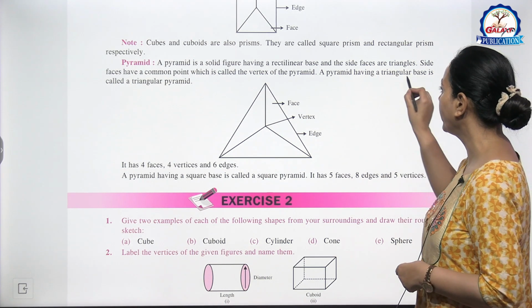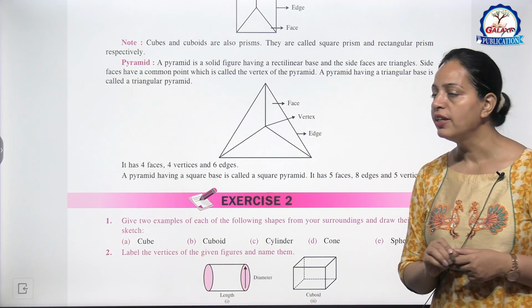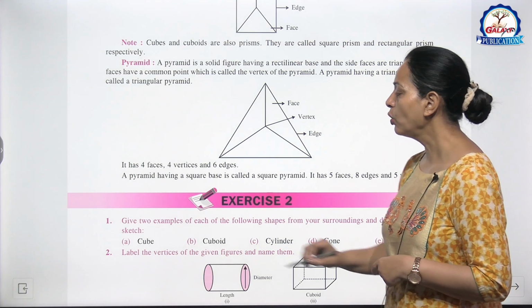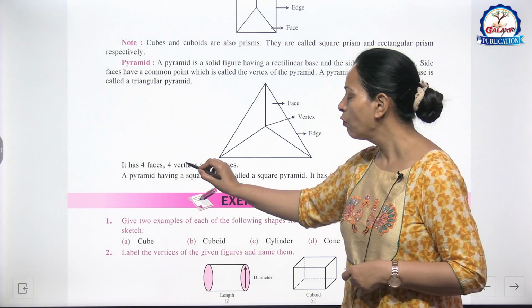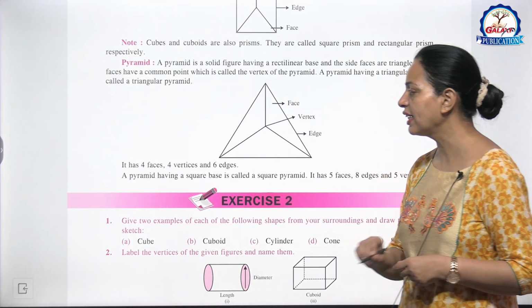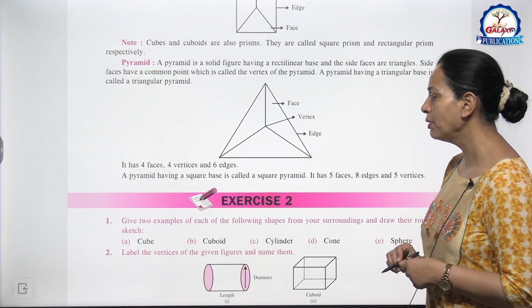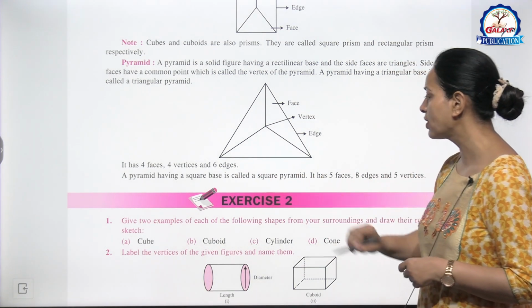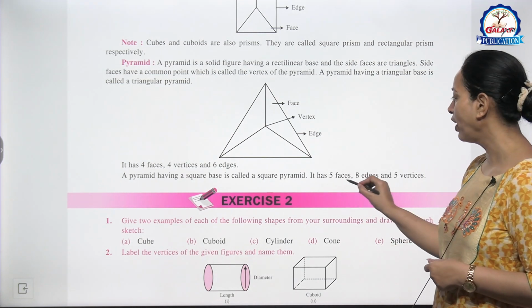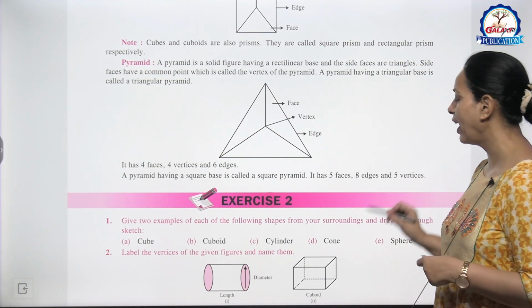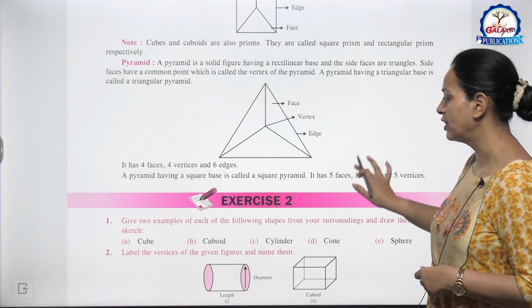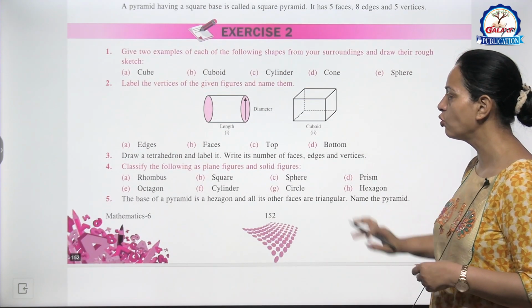A pyramid having a triangular base is called a triangular pyramid. So it has 4 faces, 4 vertices and 6 edges. So a pyramid having a square base is called a square pyramid. So it has 5 faces, 8 edges and 5 vertices. Okay, I hope this is clear to you.